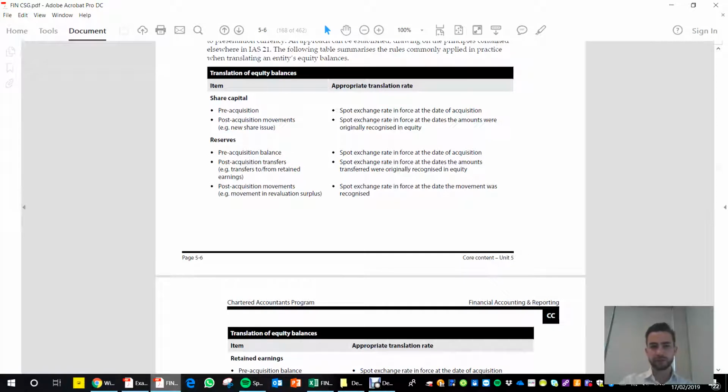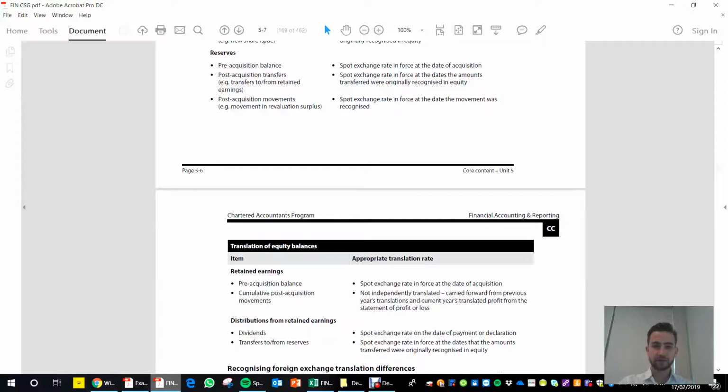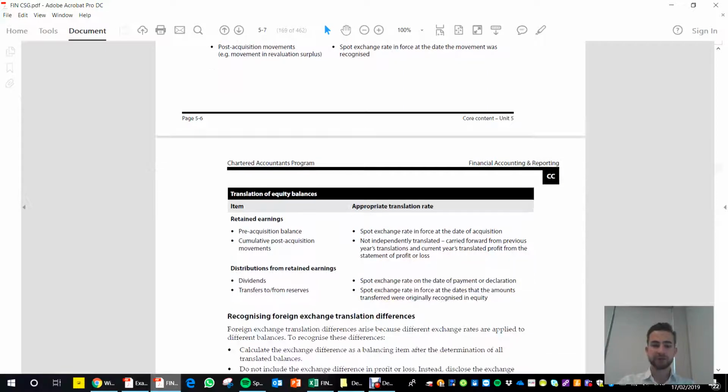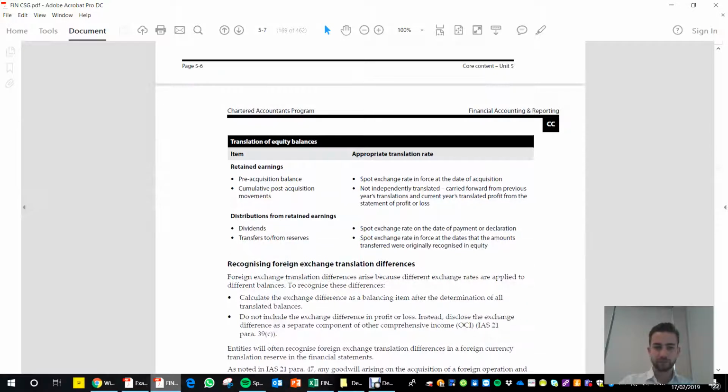So for example, share capital pre-acquisition. At the date you acquire the entity, every equity amount relating to that is just the date you acquired it. So that's generally before the current financial year. And then anytime you make a new movement, for example, a new issue of shares, you use the date that you issued those shares. And that's pretty much it. Same for reserves, so pre-acquisition balance, and then new movements. Same for retained earnings, and same for distributions from retained earnings, so dividends, etc.